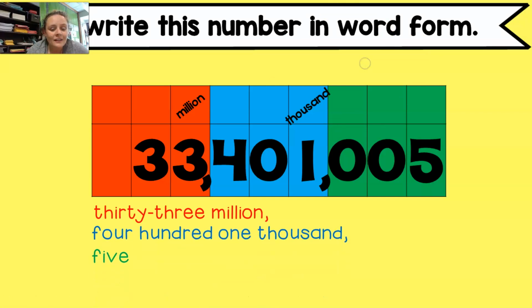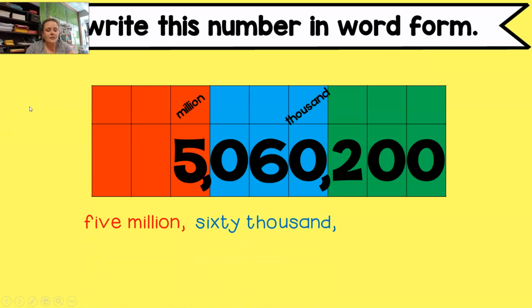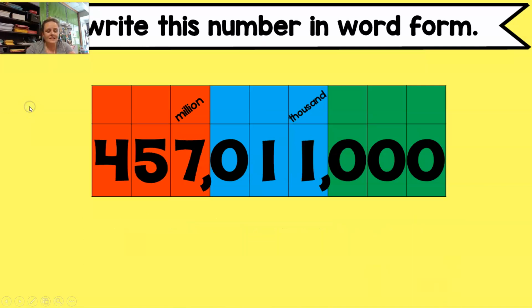33,401,005. Did you get it? Pause the video. Give this one a shot. Let's do it. 5 million, comma. 60,000, comma, 200. Very nice. 457 million, comma, 11,000, comma. Write it out.